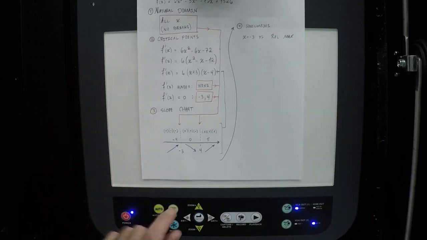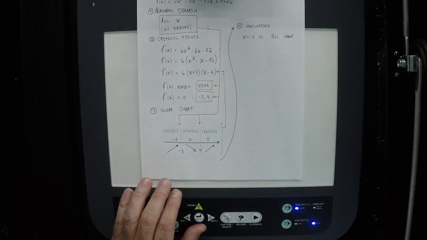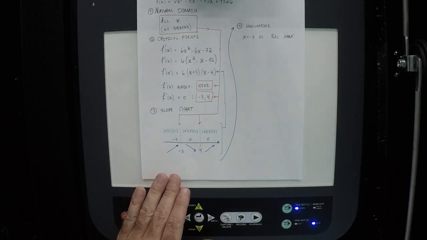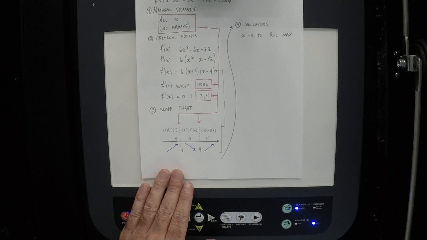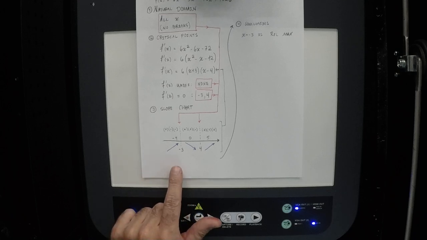Now you might be wondering what I meant by, is it really a relative max or is it not? Can you think of an example where the slope chart would look like this, yet it wouldn't be a relative max? Think about that for a minute, and we'll come back to that. Something that looks like this, but yet it's not a relative max.